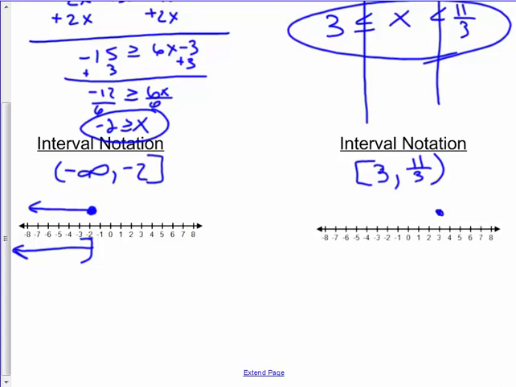The graph here, I apologize, it's not great. I should have made it a little bit larger. So I'm at 3. I'm going to go to 11 thirds. That's 3 2/3, so it's a little bit there. It's a closed circle at 3, open circle at 11 thirds. Bracket to a parenthesis there.